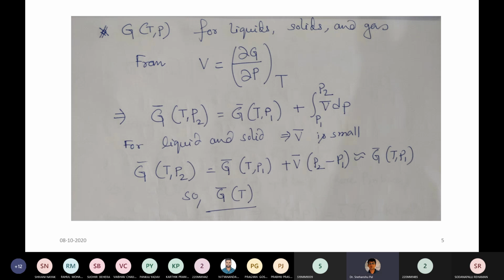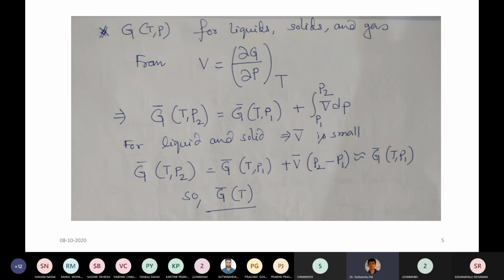Now we are applying these things to the different states of matter. Suppose G is a function of T and pressure, with temperature on the absolute scale and pressure, the natural variable, and G is a function of those two variables, for the liquid state, the solid state, and the gas phase. Now we can write that V equals del G by del P at constant temperature, that is the correct expression. Now we want to understand the effect of variation of pressure on the variation of capital G, the Gibbs free energy.